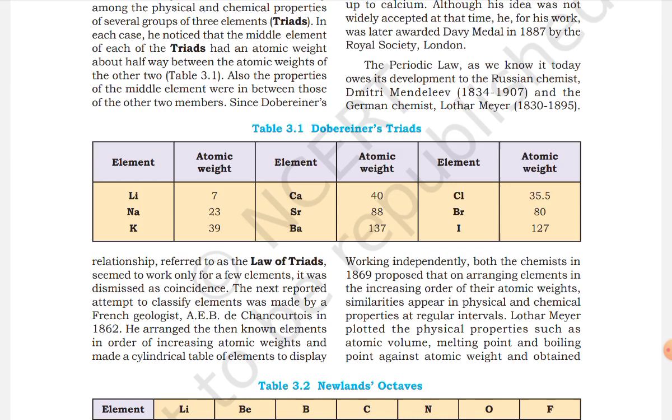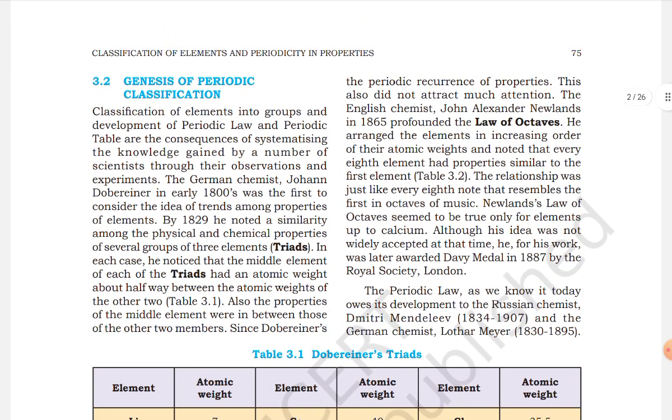The next reported attempt to classify elements was made by a French geologist A.E.B. de Chancourtois in 1862. He arranged the then known elements in order of increasing atomic weight and made a cylindrical table of elements to display the periodic reoccurrence of the properties. This also did not attract much attention.